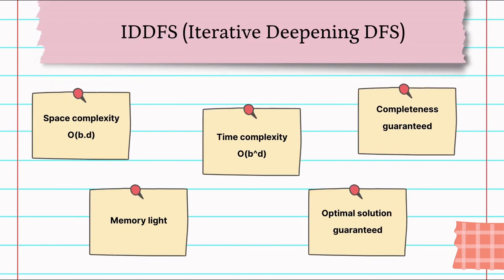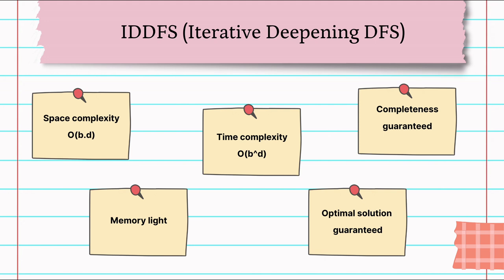IDDFS, or Iterative Deepening DFS, combines the best of both worlds. It repeatedly runs DFS with increasing depth limits: first depth 0, then 1, then 2, up to d. This gives it BFS's completeness and optimality because it eventually explores all nodes at shallow depths before going deeper. At the same time, it maintains DFS's low memory use, order of b times d, by searching depth limited paths.